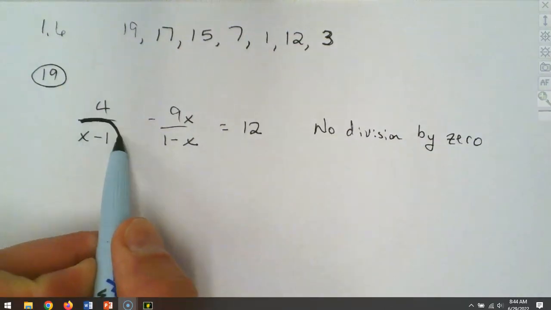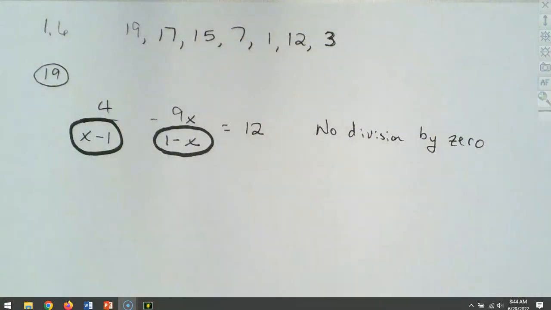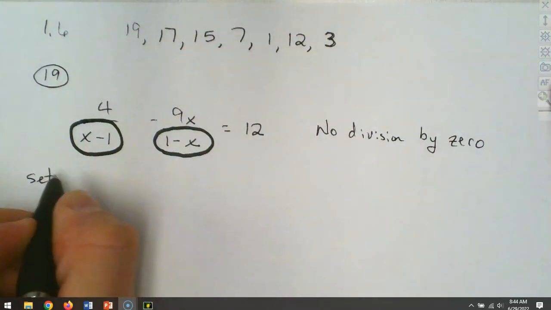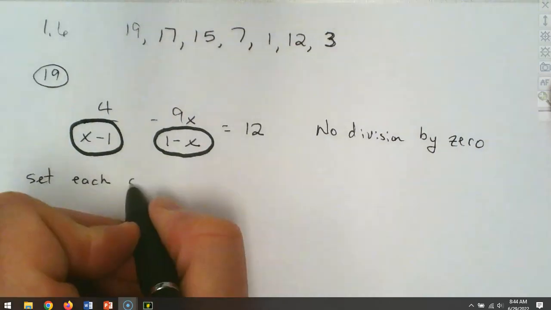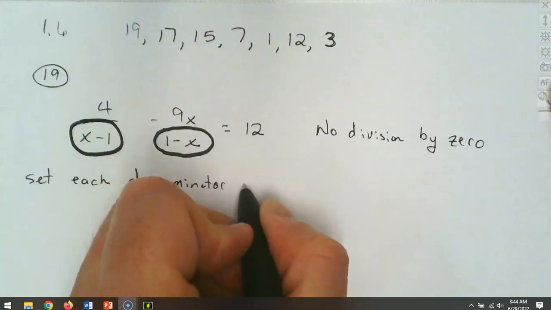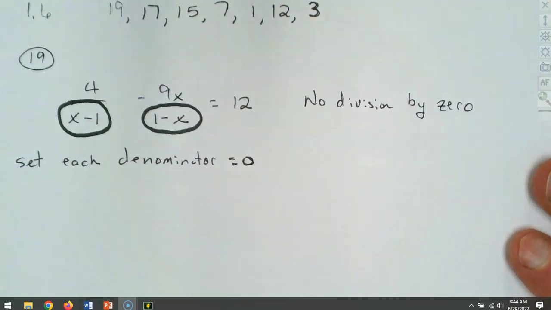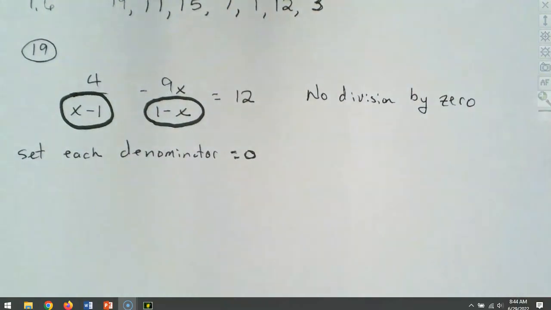So what we do is we look at each denominator separately. So we look at each one independently, and we solve each one equal to 0. So we set each denominator to 0. And you may have multiple values that can exist, or you may just have one. We don't care about the numerator, the top half at all. That's completely irrelevant.